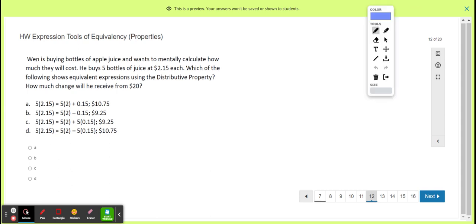So number 12, we've got Win buying bottles of apple juice and he wants to calculate how much it costs. So there's 5 bottles times $2.15 each. So we've got $2.15 times 5. Count your decimal place values. That's supposed to be 7. 5 times 1 is 5 plus 2. So we've got $10.75.